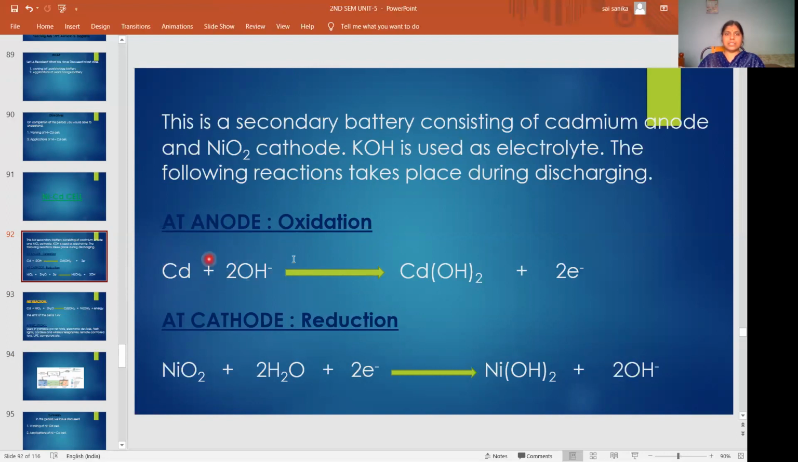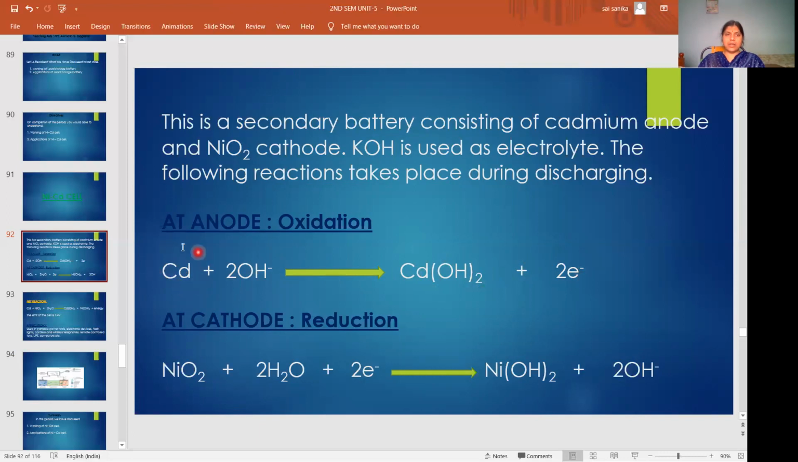So here Cd is converting into plus 2 state, so that's why 2 hydroxy ions are required. So it is combining with 2 OH minus ions and forming Cd(OH) taken twice, that is cadmium hydroxide. So cadmium is converting into cadmium hydroxide by undergoing oxidation. Okay, this is the reaction taking place at anode.